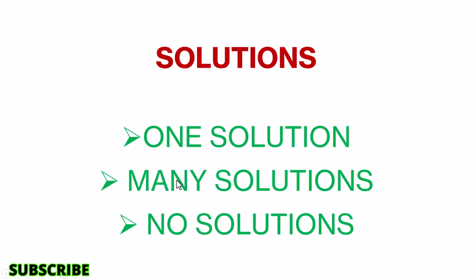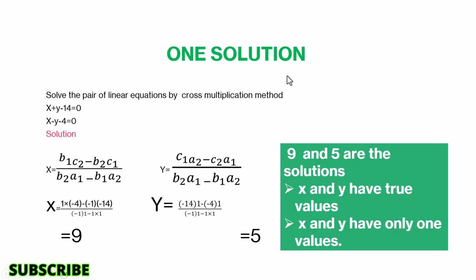In solutions, there are three categories: one solution, many solutions, and no solution. First, one solution. Here, take one example. Solve the pair of linear equations by the cross multiplication method: x plus y minus 14 is equal to 0, and x minus y minus 4 is equal to 0.